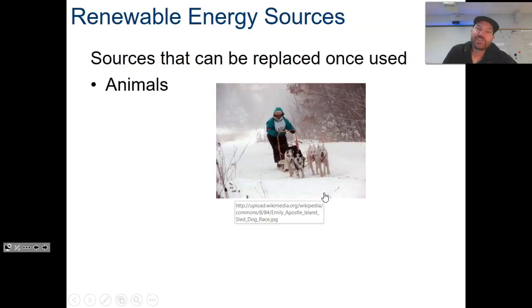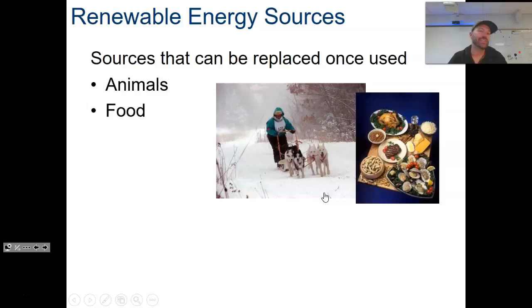Believe it or not, we can get energy from animals. There's lots of people around Platteville who still use animals to do a lot of their work. Can you name who they are? You're right. It's the Amish. They definitely use animals. Food. We eat food. That creates energy inside of our bodies.